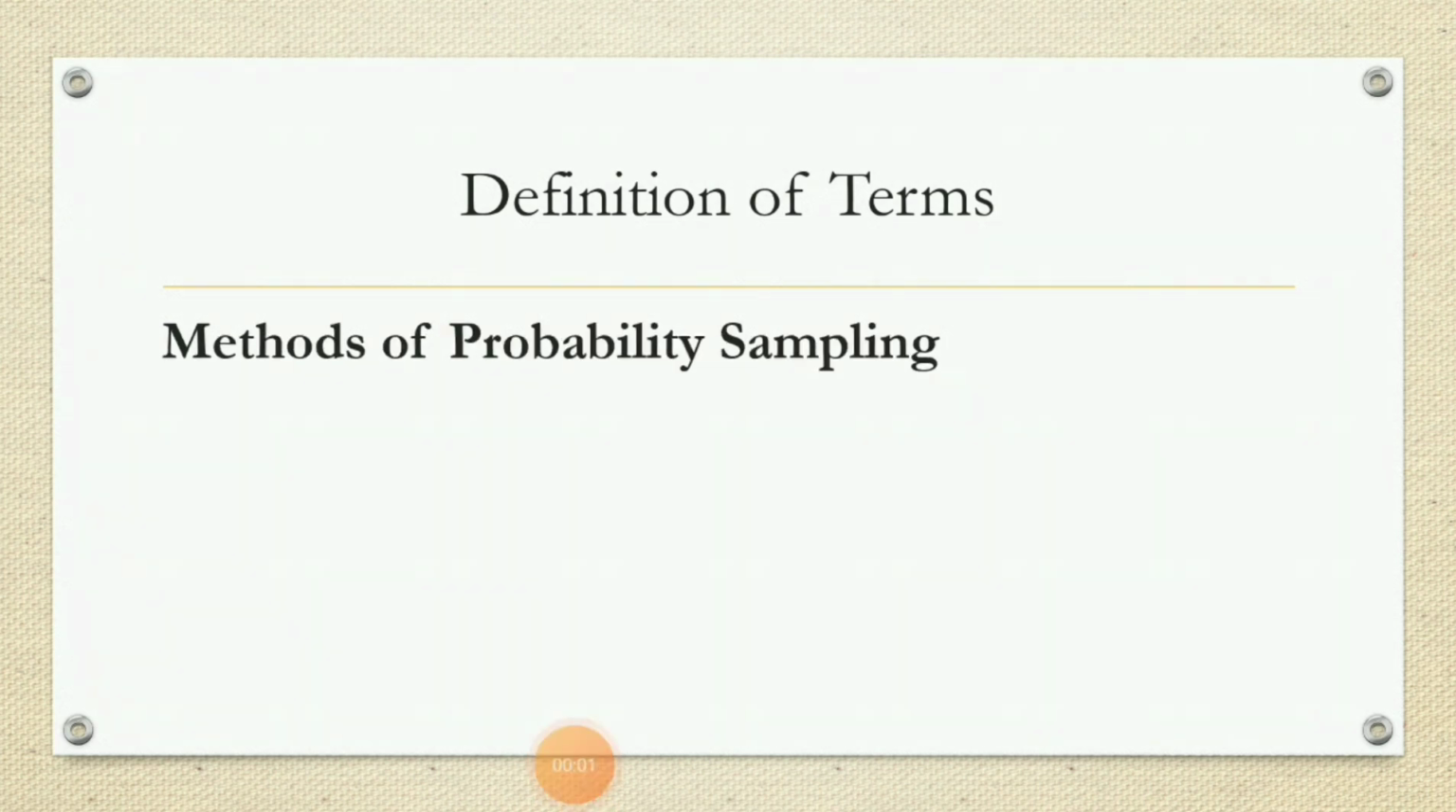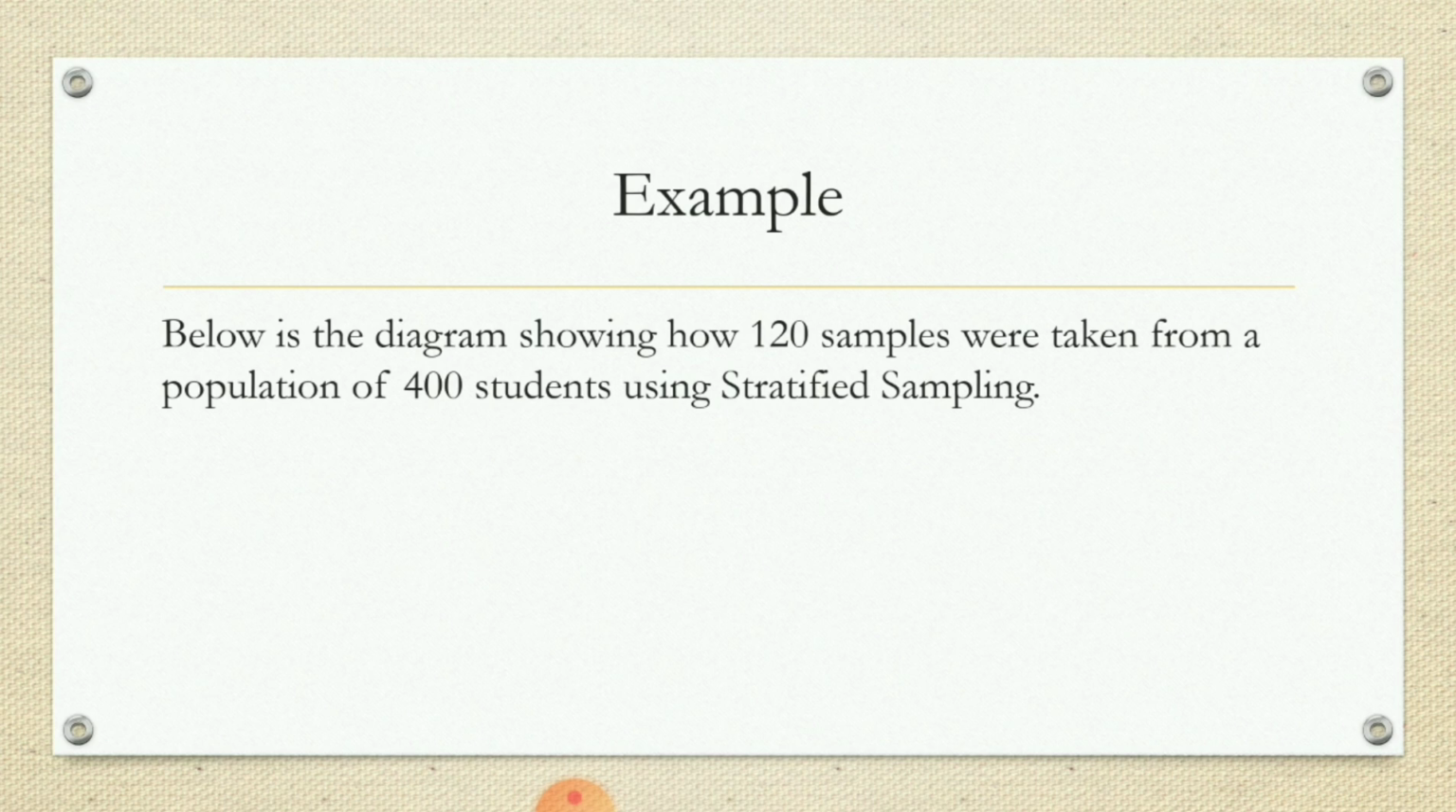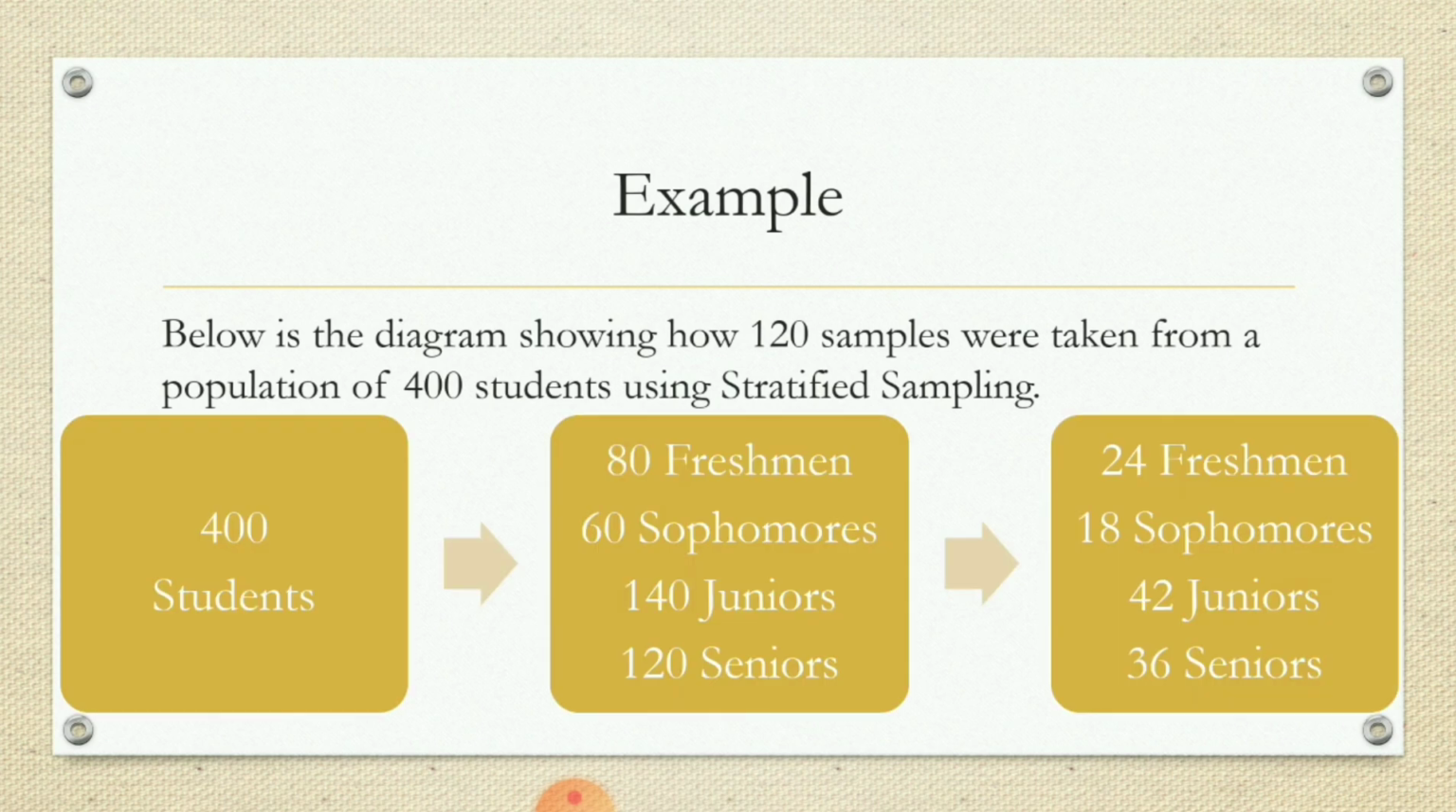And the third method is stratified sampling. The samples in this type of sampling are taken by dividing the population into subpopulations called strata. In each stratum, a proportional sample is taken either through simple random or systematic sampling. For example, below is the diagram showing how 120 samples were taken from a population of 400 students using stratified sampling.